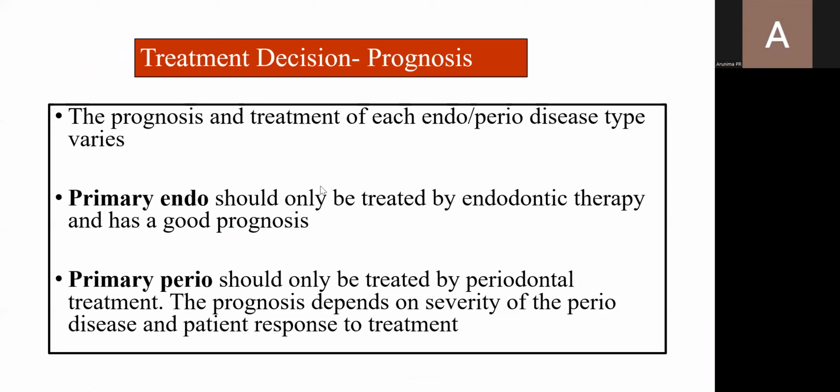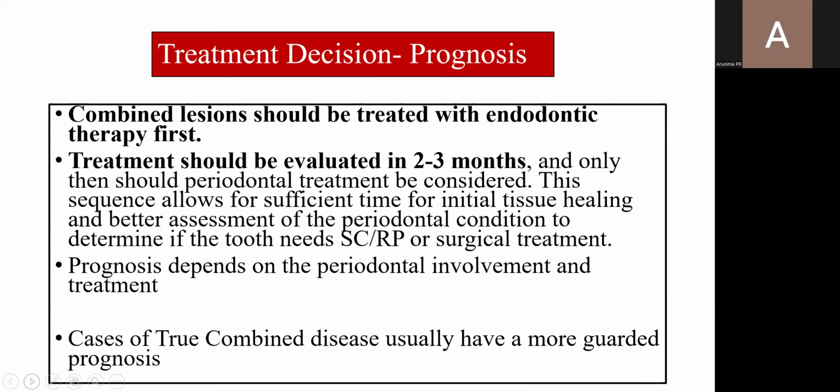The prognosis and treatment of each endoperio disease type varies. Primary endo should all be treated by endodontic therapy and has a good prognosis. And primary perio should only be treated by periodontal treatment. The prognosis depends on severity of the periodontal disease and patient response to treatment.